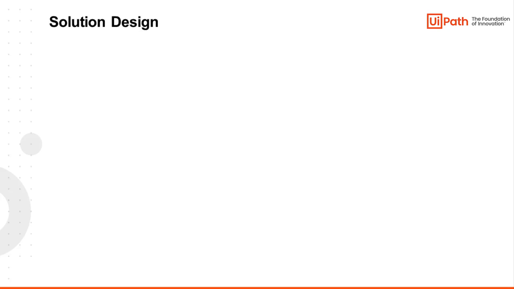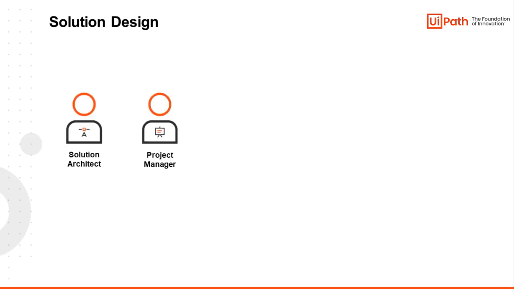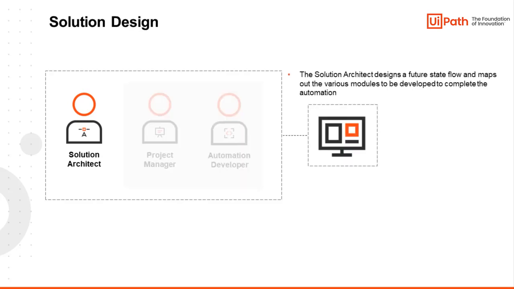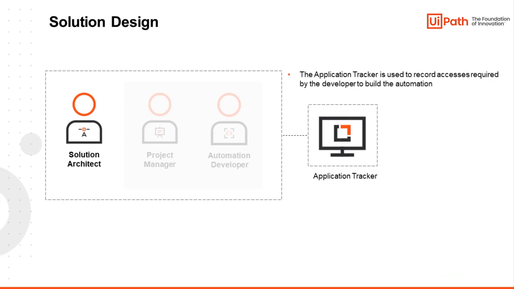The key people involved in this phase are the solution architect, the project manager, and the automation developer. During this stage, the solution architect designs a future state flow and maps out the various modules to be developed to complete the automation. The application tracker is used to record accesses required by the developer to build the automation and for the automation to be run in UAT and production.